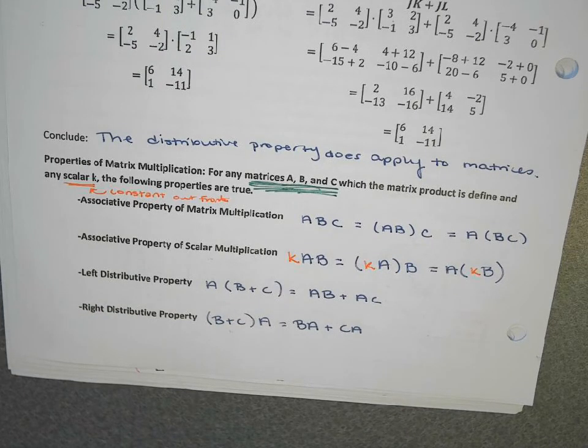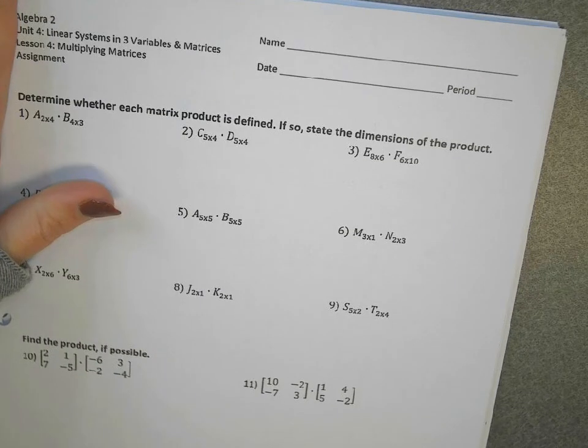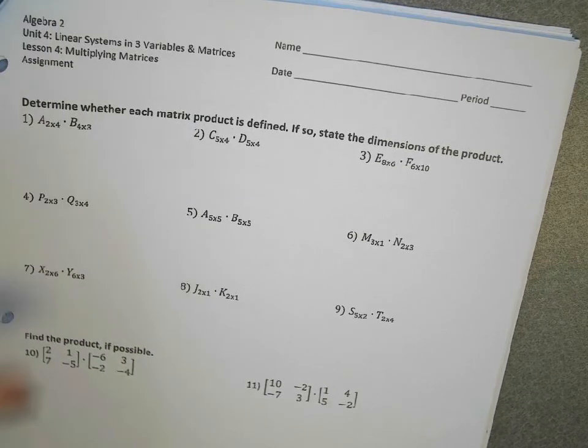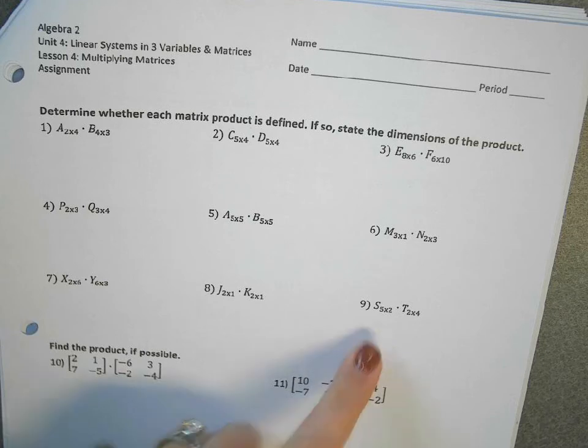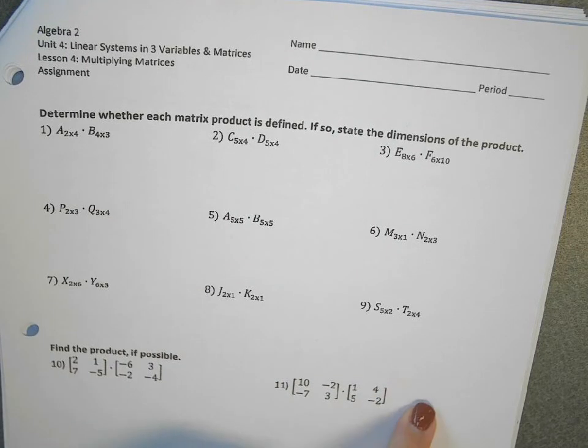The next page is your assignment. Okay, so you guys have almost a half hour to finish up your 4.3 and work on 4.4. 1 through 9, you need to show me what the product is going to be. What are the dimensions of the product going to be? If you write not possible, I need a reason. Okay, so remember I showed you how to write out that reason. Show me the dimensions. Show me that those middle two numbers do not match.